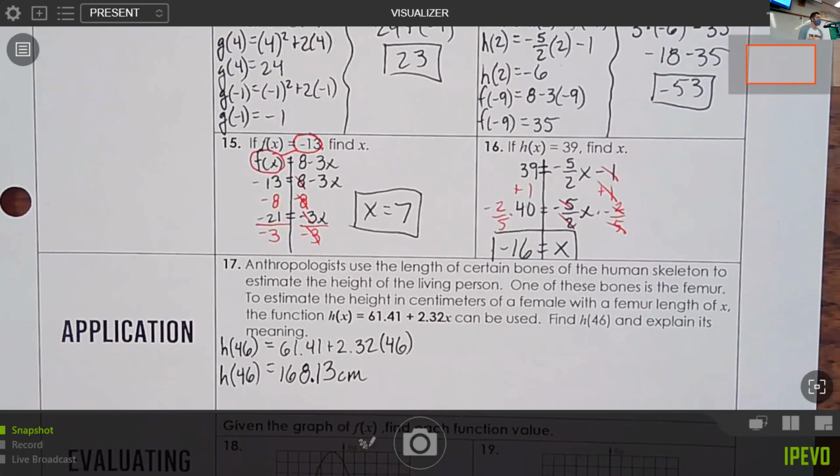The femur. Okay. How long was the femur in this particular example? It's in here somewhere. Anybody see it? What was the length of the femur? So the bone that was found had a particular length. What was the length of that bone? 46, yeah. So the length of the femur is the value of x.